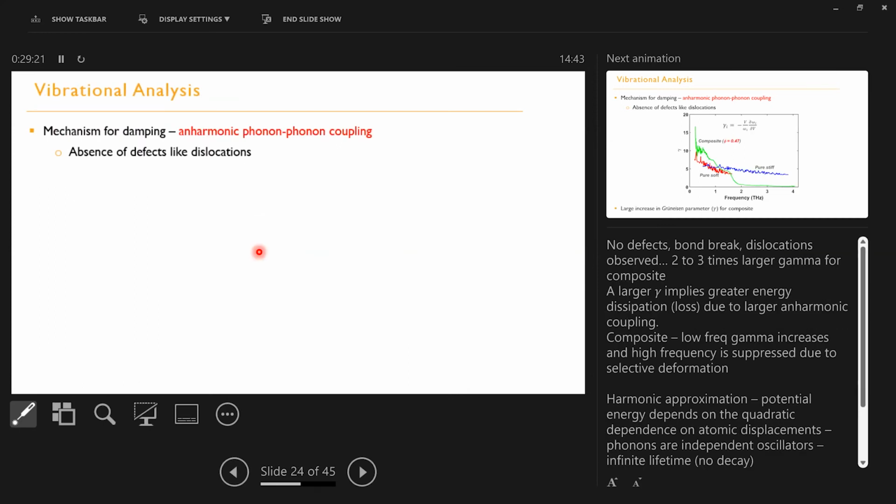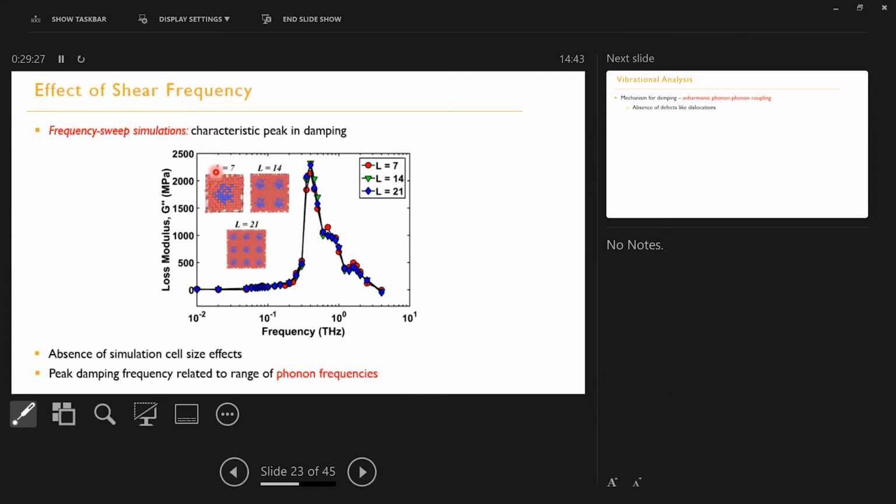And this is more so because our structure doesn't have any defects. The size of the structure doesn't matter here. So you can use any simulation cell size.